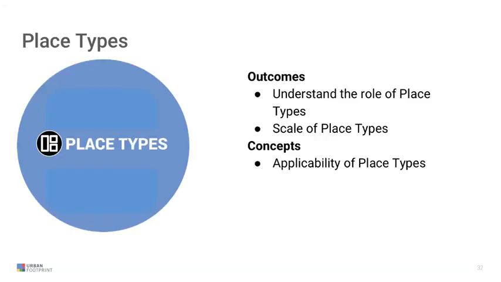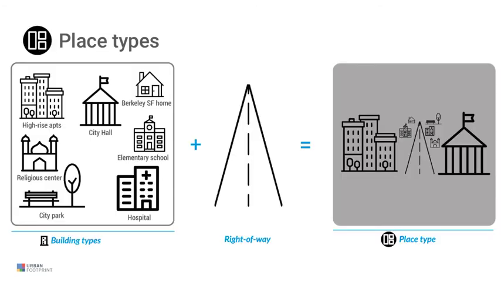So with that understanding of building types, now the next step up is to get a better understanding of place types. So through this next section, we'll have an understanding of the role of place types, understand the scale of place types, and then once again, discuss the applicability of place types. So place types are a combination of building types, and also you can use components directly in place types as well. The additional element to keep in mind when creating place types is that you also have to assign or allocate and make decisions on how right-of-way will be distributed.